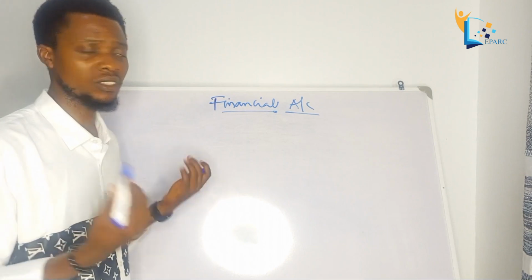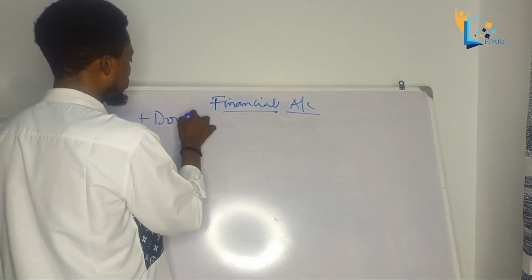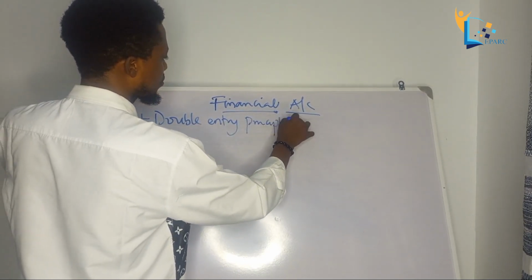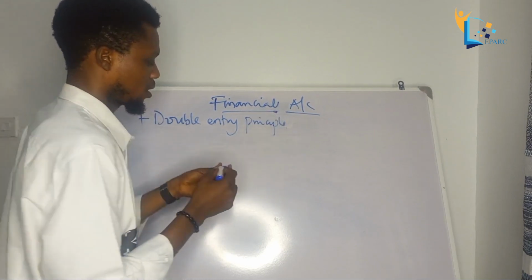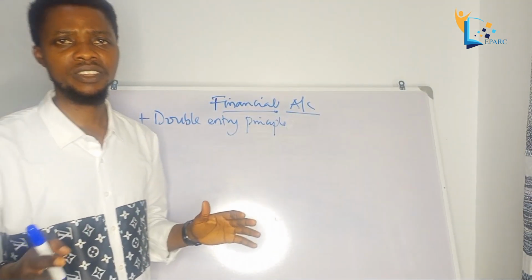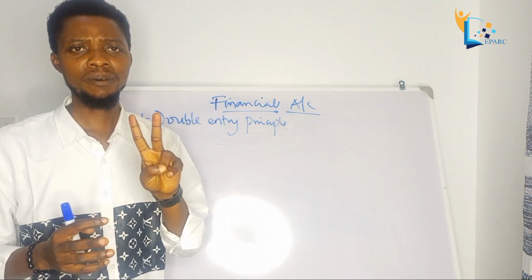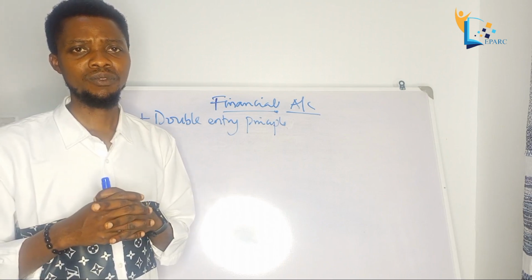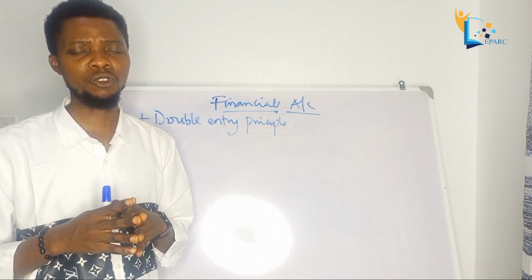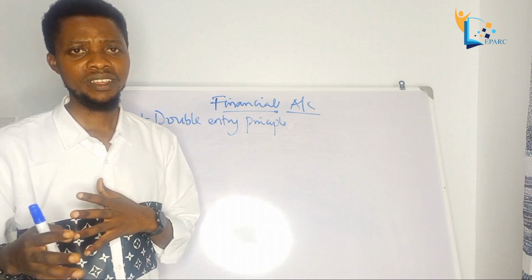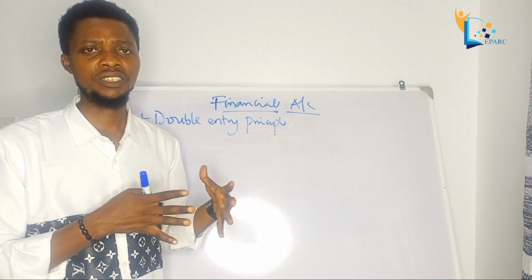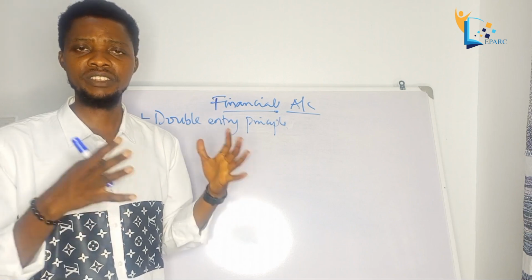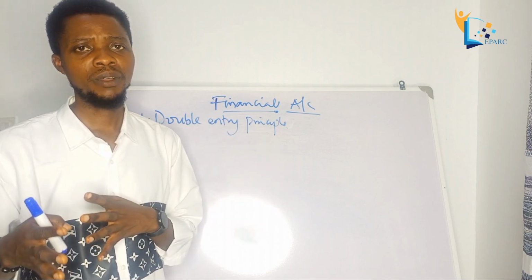Okay, the first is the double entry principle. Every transaction has a dual appearance. That is to say, for a transaction to take place, there must be a receiver and there must be a giver. Another way of analyzing the principle is that every debit entry must have a corresponding credit entry.